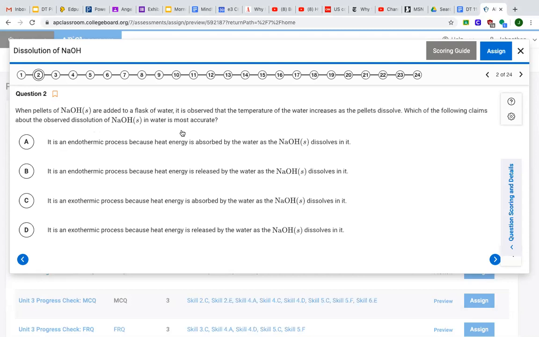Okay, number 2. When pellets of sodium hydroxide are added to a flask of water, it is observed that the temperature of the water increases as the pellets dissolve. Yeah, I've done this. Which of the following claims about the observed dissolution of sodium hydroxide in water is most accurate? Okay, take a minute, guys. Hey Siri, set timer for 1 minute.